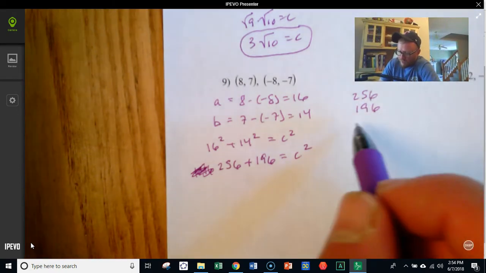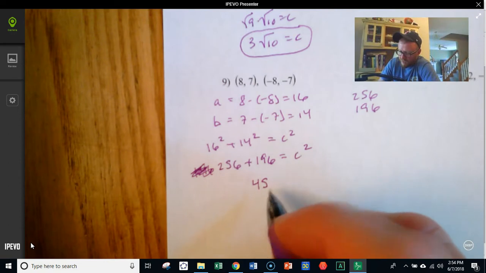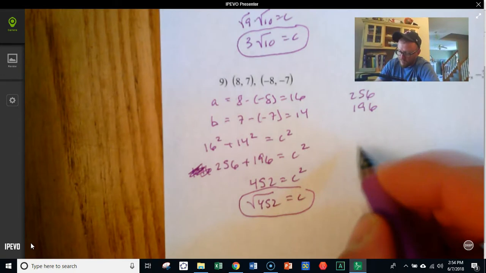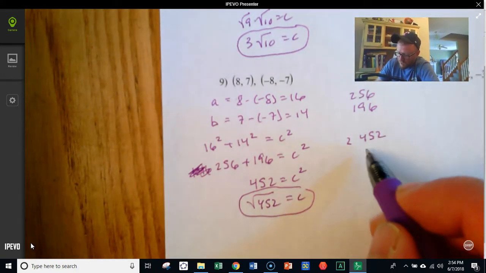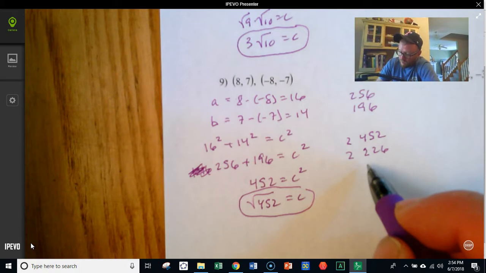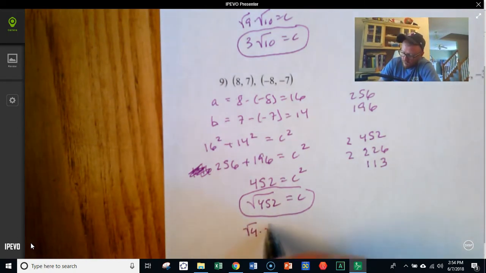Well, let's see. If that was 200, that'd be 456. Take away 4, 452 equals c squared. So the square root of 452 is c. See if we can simplify that. 452 divided by 2 is 226. Divided by 2 is 113. I don't think 113 can be, that might be prime. So this would end up being 4 times 113, and that's 2 times the square root of 113. There we go.